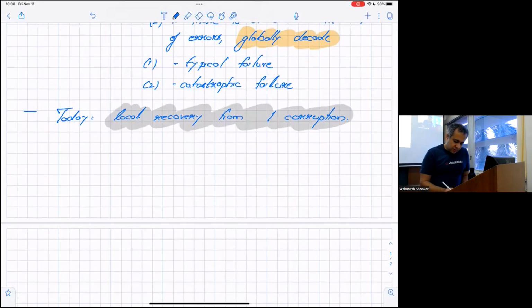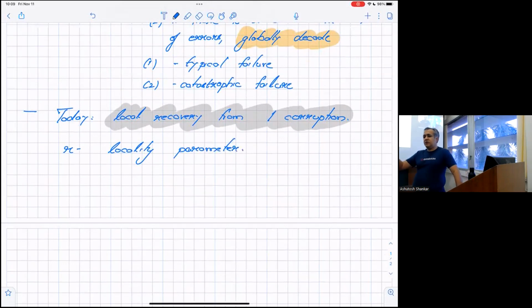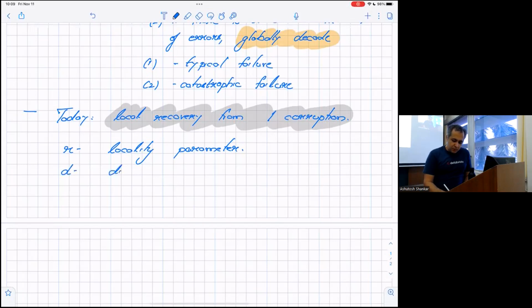So we'll define an object for it. There will be 2 parameters of interest for us. One is r, the locality parameter. That is, if this data server fails, how many other data servers you have to access in order to recover the message from this. And d is the distance of the code.